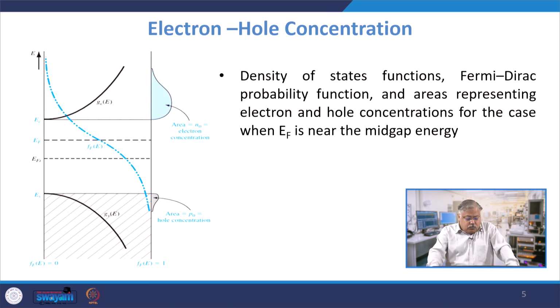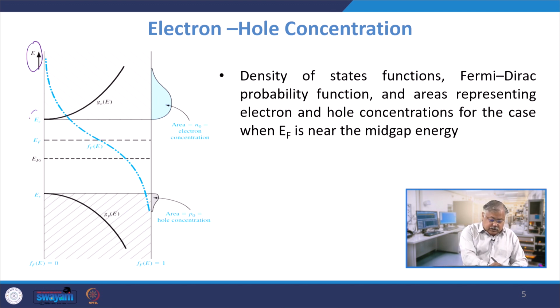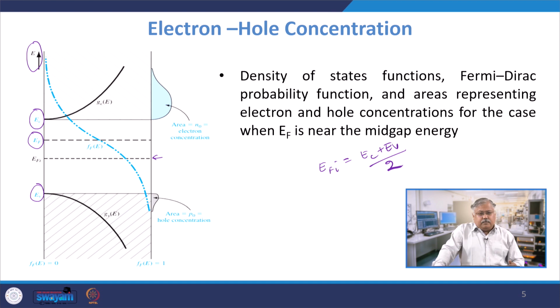Now let us take both electron and hole concentration into consideration and go step by step. This is a graph which shows the energy, with the conduction band edge, the valence band edge, and my Fermi level. We will not discuss the intrinsic Fermi level in detail at this stage, but the intrinsic Fermi level EFI is generally equal to EC plus EV by 2.